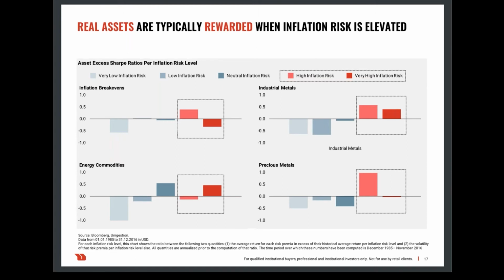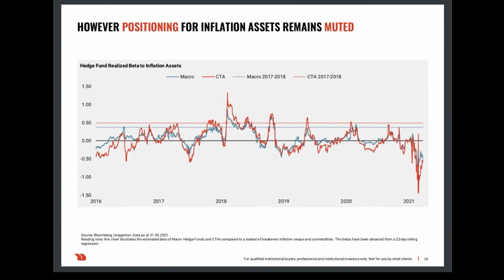As you can see, these real assets perform very well in a high inflation risk or very high inflation risk context. So it's important to look at the historical performance, but when we allocate our risk dynamically, we also look at the positioning. And on the next slide, as you can see, real assets are currently underowned by active managers.